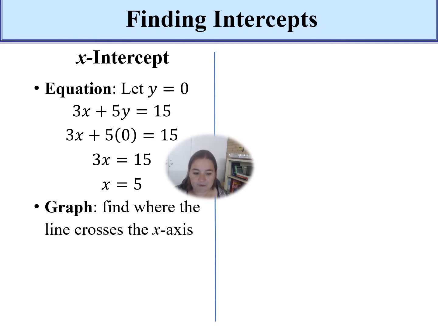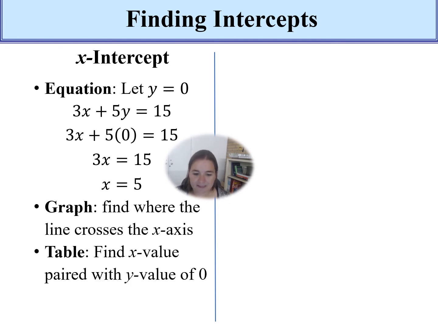But if I'm given a graph, I just need to look at the graph and find where the line crosses the x-axis. If I have a table, to find my x-intercept, I find the x value that's paired with a y value of 0. So now we're going to do the same sort of thing for our y-intercepts.